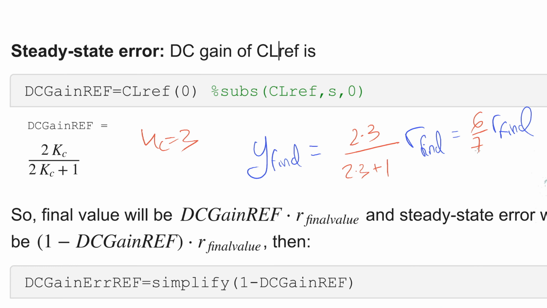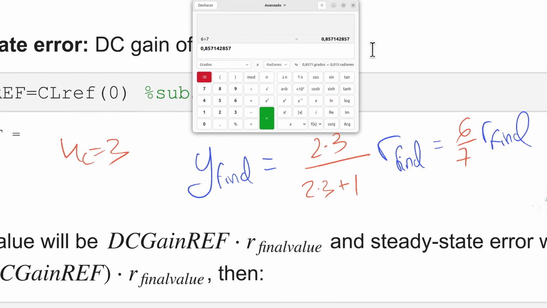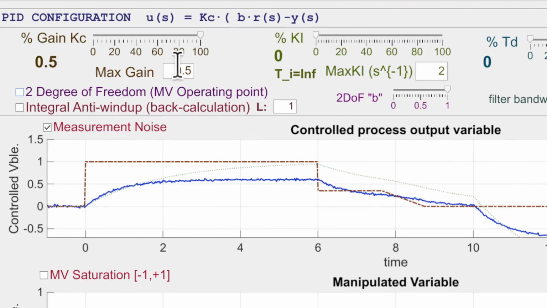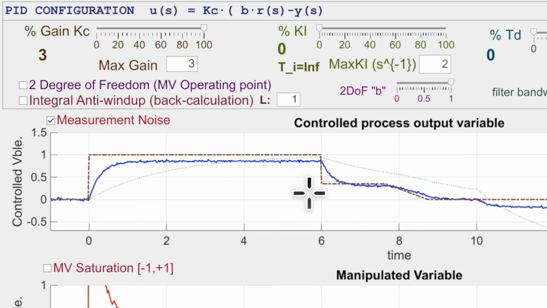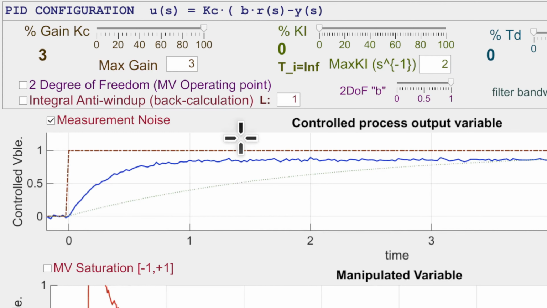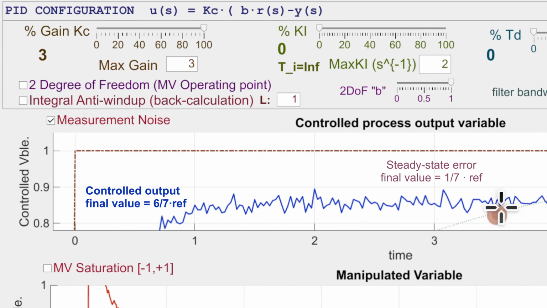Then 6/7 is 0.86. So if we set that gain of 3, so if we zoom in on the set point change fraction of the response, we see that indeed it is this 0.86 final value of the output we get here, and of course the tracking error will be the remaining bit to the reference, which will be 1/7 in our case, 0.14.